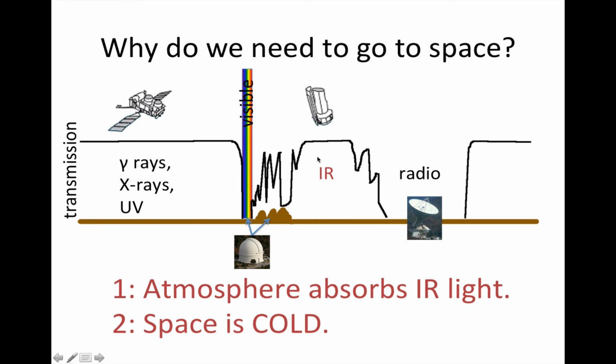In order to fully access all the wavelengths of infrared light, including the longer wavelengths, you have to go to space. You have to get up above the atmosphere. Radio light, of course, does make it down to the ground, and there are radio telescopes that observe from the ground. The other big reason is, of course, that space is cold.